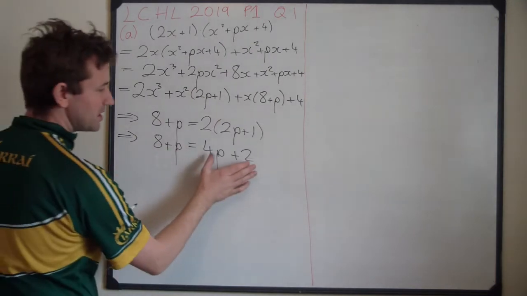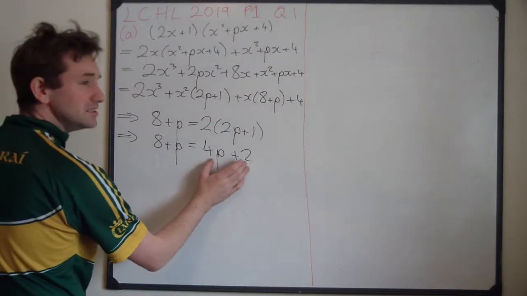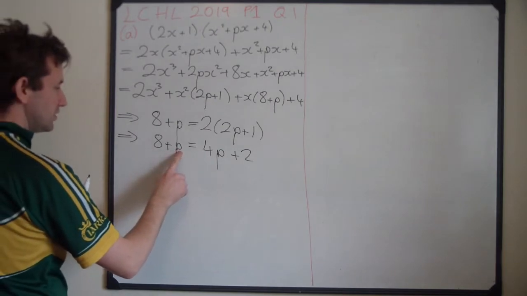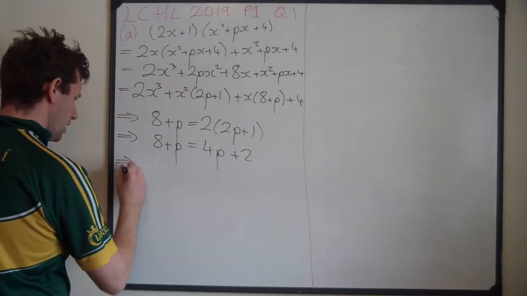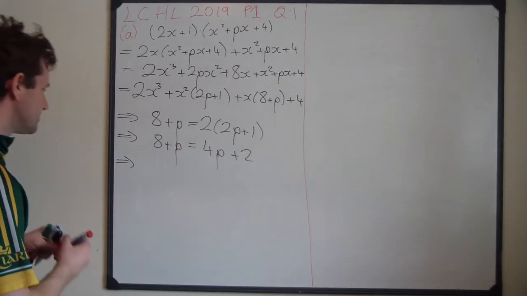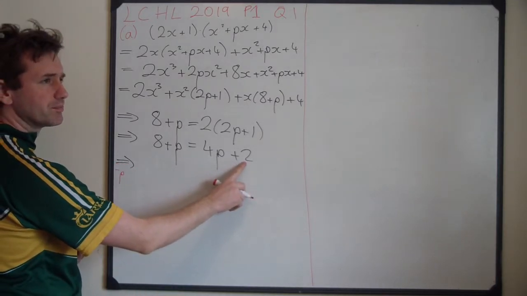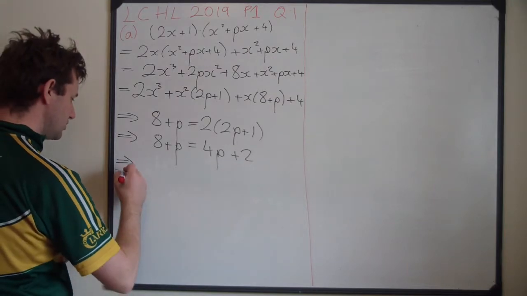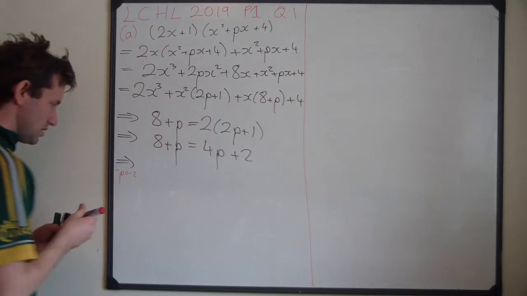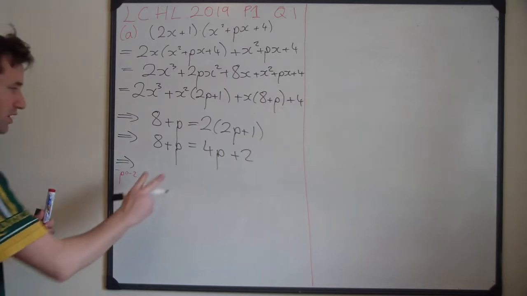So what I'm going to do is I'm going to imagine this now as my left hand side. I'm going to get all the p's on this side. So I need to get rid of this p. So I'm going to apply the function minus p to both sides. And I need to get rid of this 2 also. So I'm going to do minus 2 to both sides.